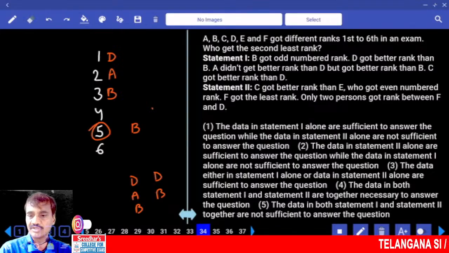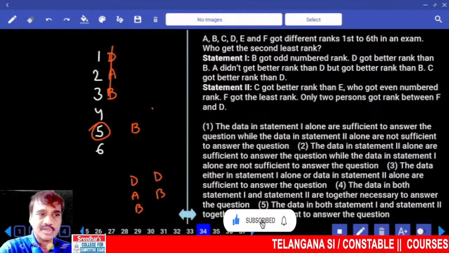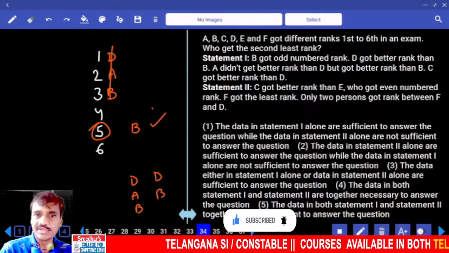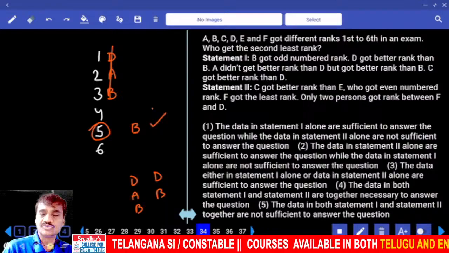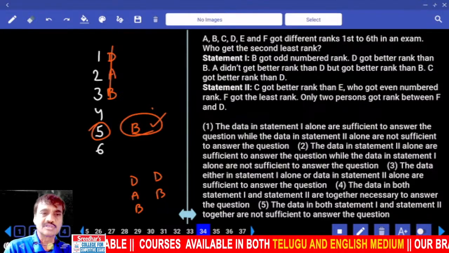Then C got a better rank than D. Is it possible here or no? As it is not possible here, we are left with only this possibility. Are you getting the answer here? What is the answer you are getting? Now who is the second lowest ranker? B is the second lowest rank.